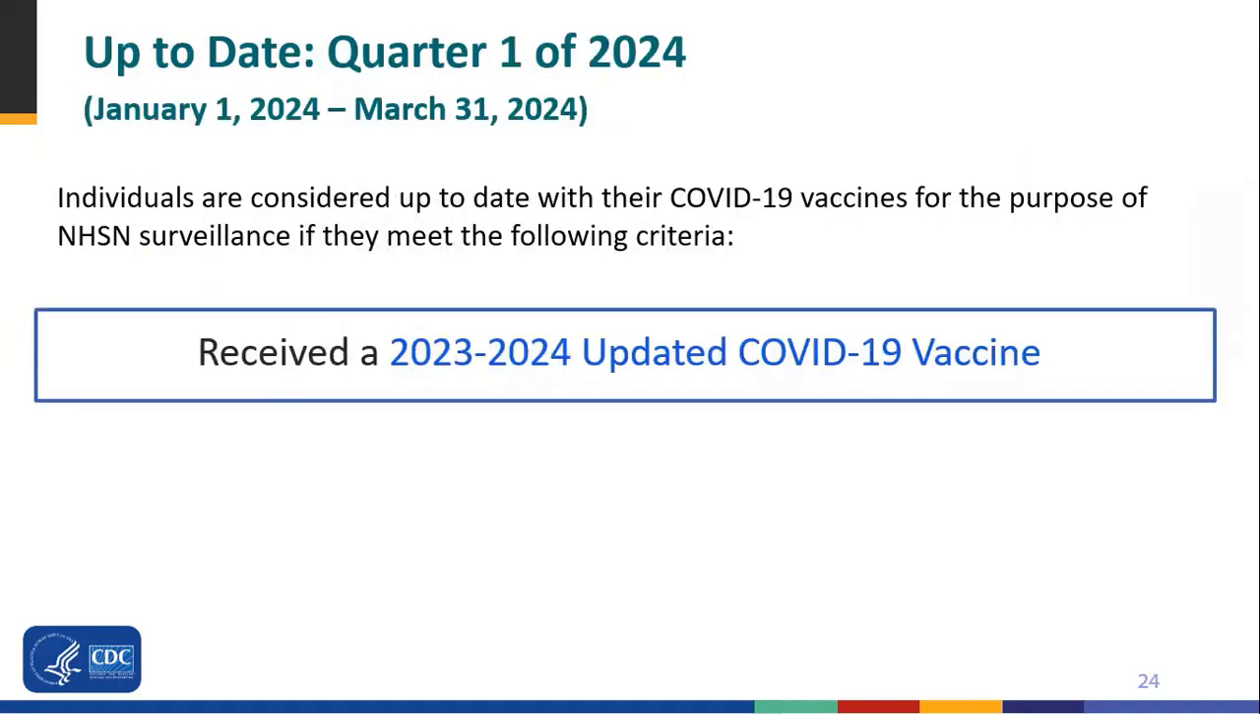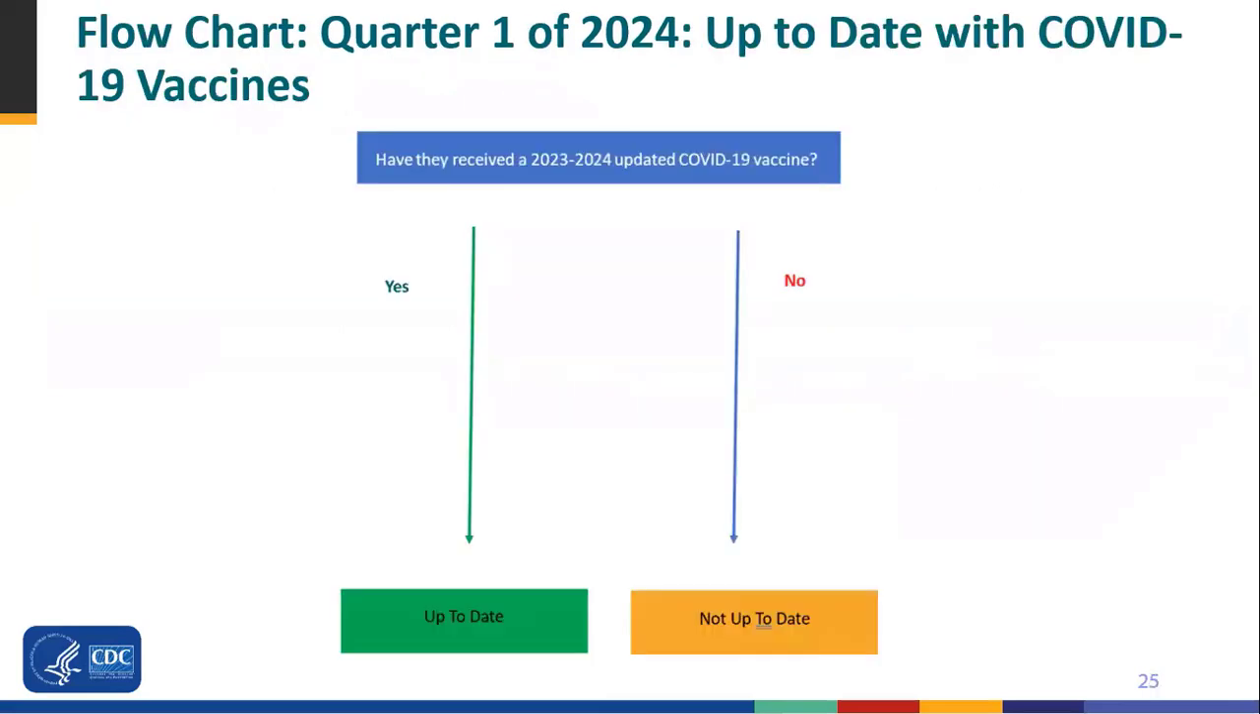For the current reporting quarter beginning in January of 2024, individuals are considered up to date with their COVID-19 vaccines for the purpose of NHSN surveillance if they received an updated 2023-24 vaccine. This slide presents the information we have discussed in a flowchart format. Facilities can use this flowchart to decide if a healthcare worker is up to date with COVID-19 vaccination.